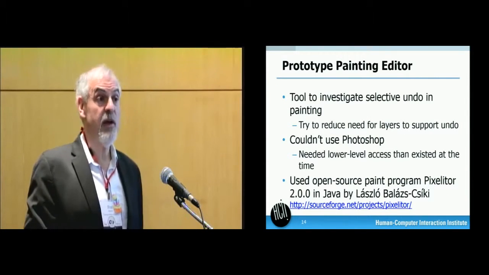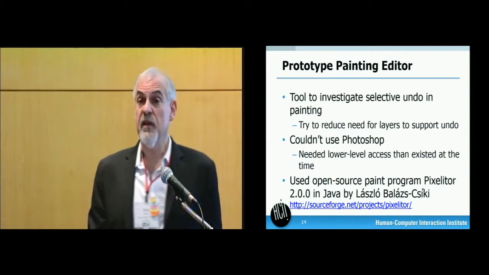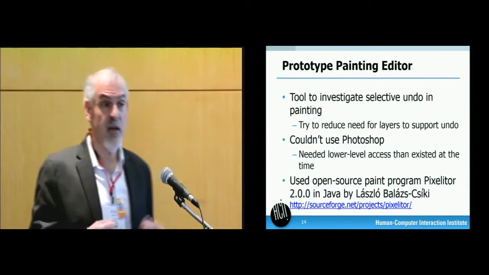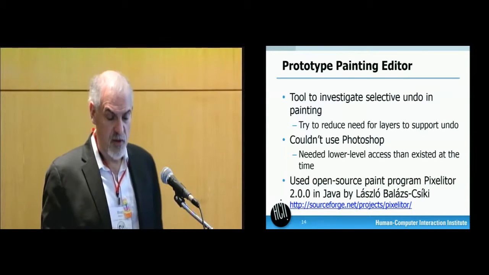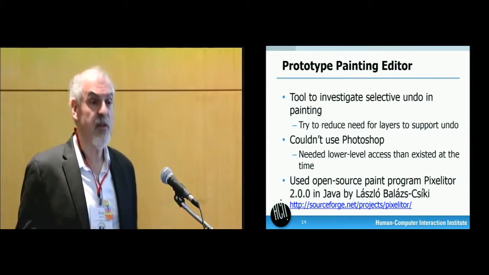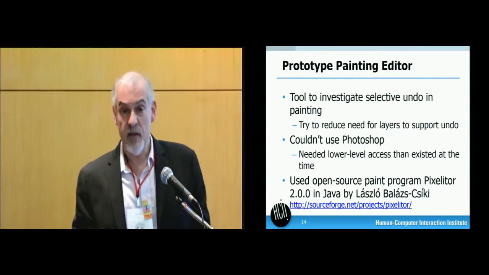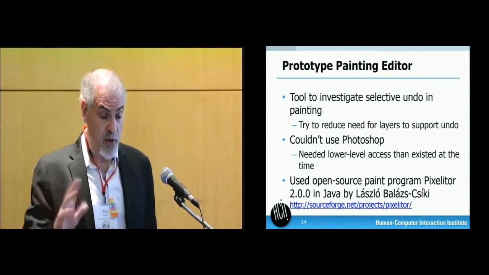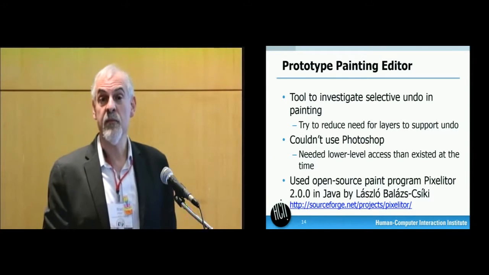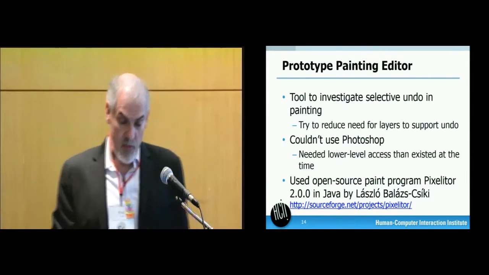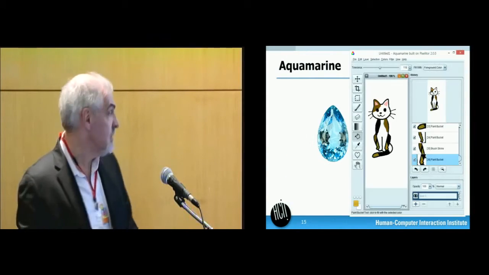So we decided to try and build a tool to investigate this further and see if we could actually reduce the need for using layers, because they could use the selective undo as a substitute for having to put things on their own layers. And we wanted to put this into Photoshop, but at the time there was not a good API for doing the low-level kinds of operations we wanted. Joel tells us there is one now, so that's cool. But at the time there wasn't, and so we looked for an open source editor, and we settled on Pixelator, which was in Java, which was good because we knew how to program in Java.